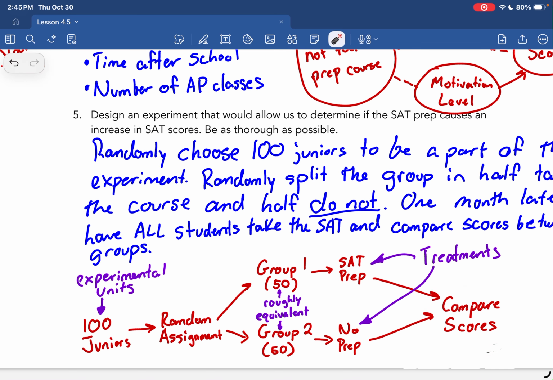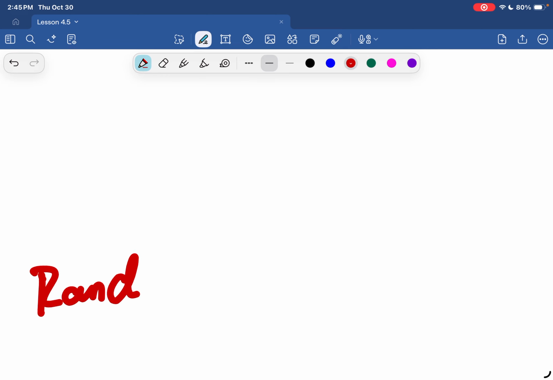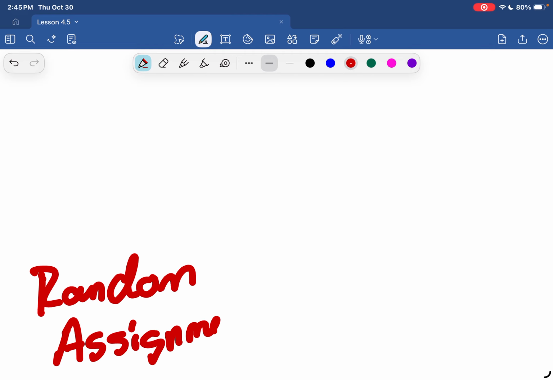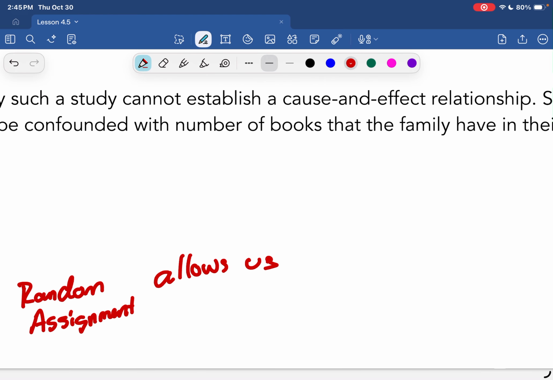In a nutshell, maybe you want to have this somewhere. I'm going to put it just down here so you can see it. Our big idea with that is that random assignment allows us to show causation.